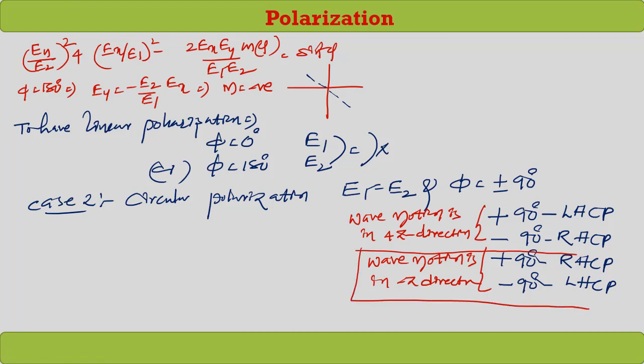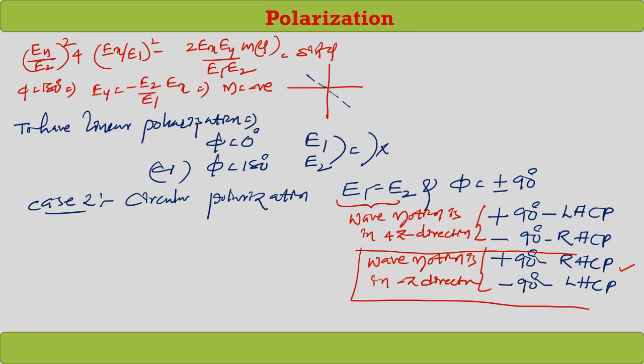You assume the wave is traveling in the positive z direction, and if the phase difference between the x component and y component is plus 90, then that is left-handed circular polarization, LHCP. And if the phase difference is minus 90 degrees, then that is right-handed circular polarization. Actually, it is opposite to this one.